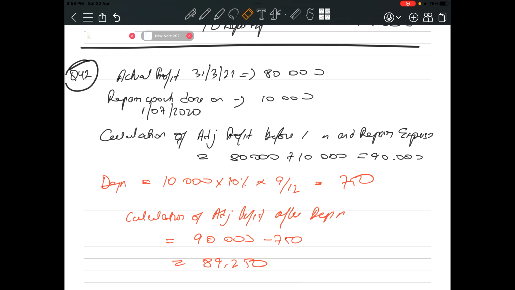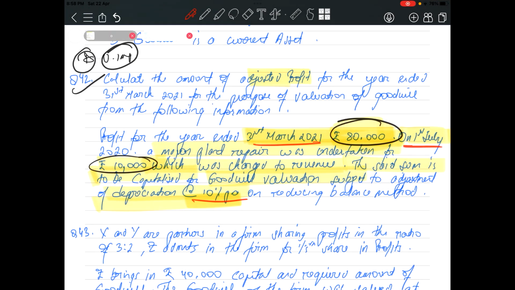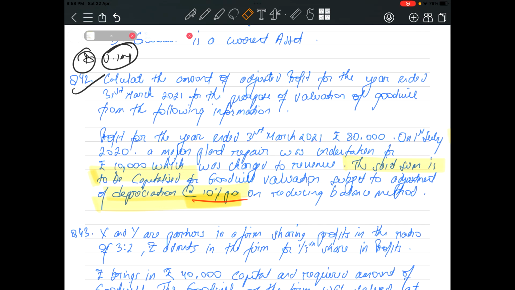It's simple. Let me repeat: if the question has simply said that this expense is of revenue nature, it has to be taken to the P&L account. But for the purpose of goodwill calculation, the question wants us to capitalize this expense. What do we mean by capitalization of expenses? This 10,000 will be treated as an increase in the value of assets. The value of the assets will be increased.